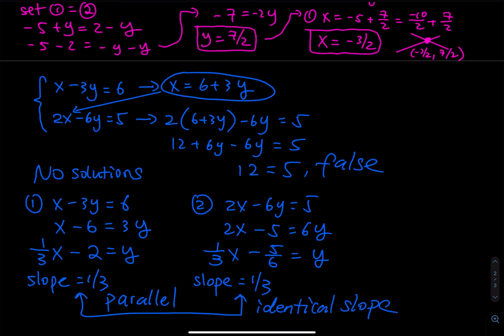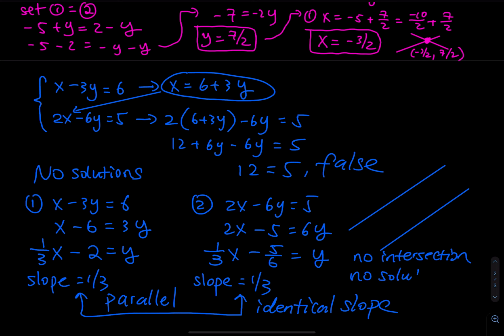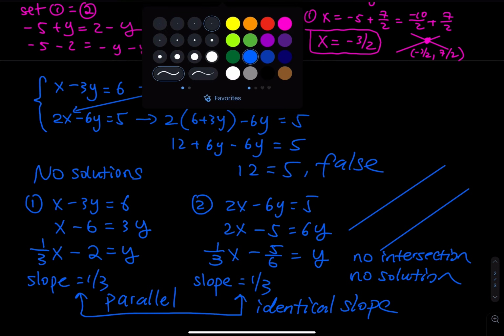What is parallel? Parallel lines look like this. So this is one line, and this is another line. They are parallel, so there is no intersection. Therefore, this system has no solution. All right, and then the next case, which is the last system that I'm going to solve in this video, has many solutions. Let's go there.